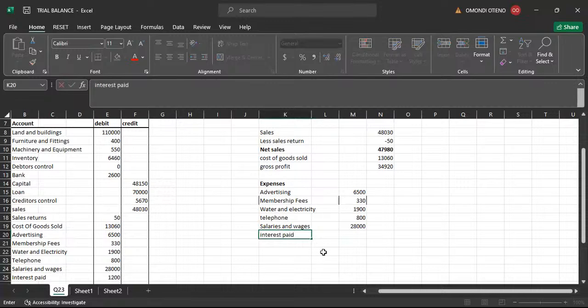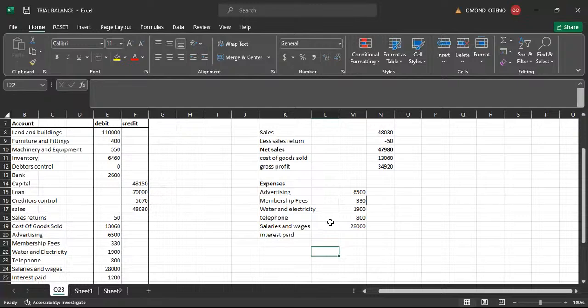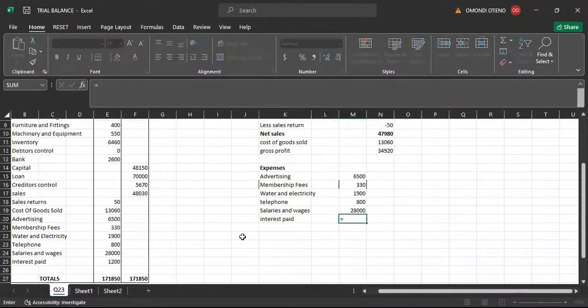So remember, in some questions, they'll just give you the interest rate. They will not give you the interest paid. So it's upon you to know the amount paid, to know the accrued amount, what to put in the profit and loss account, what to take to the balance sheet under accrued expenses. We should be able to know all that.